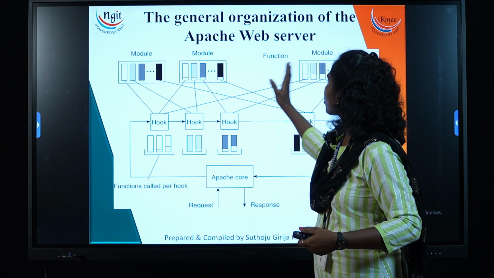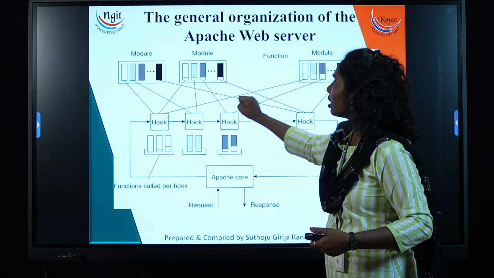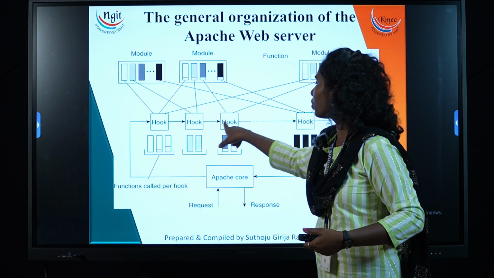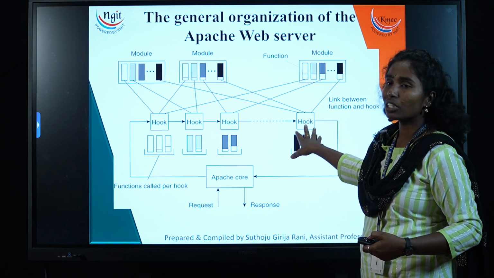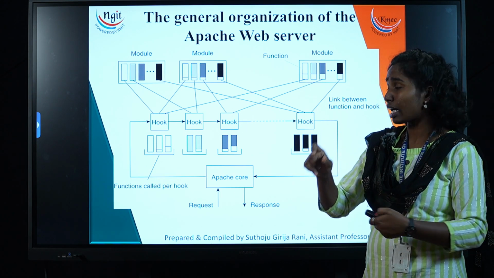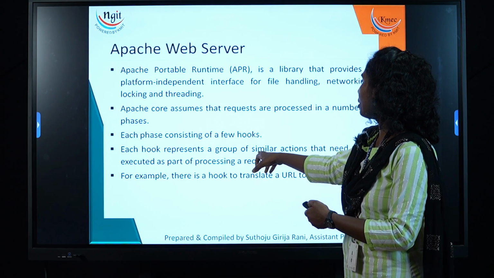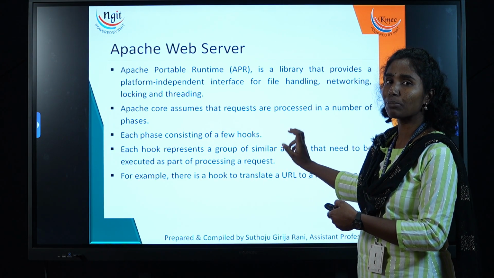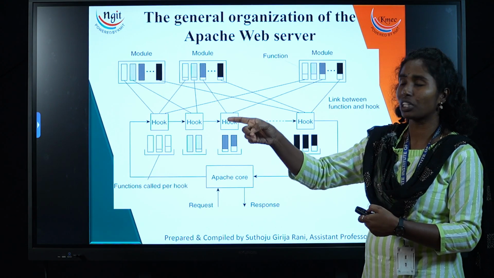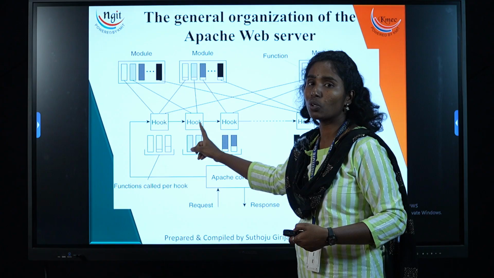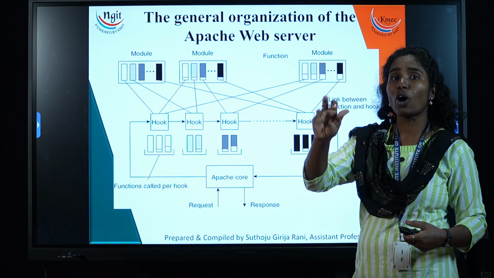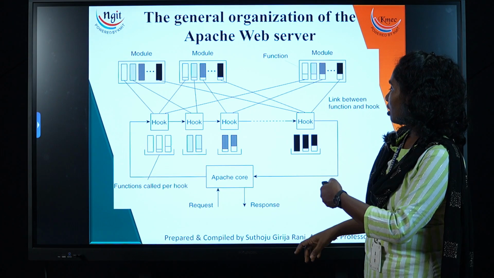See, we have a number of modules here, functions we can say. All the functions are connected with the hook. The job of the hook is that it is a function called to perform a specific task. That task is again the same task, similar actions. A group of similar actions which take place at the time of execution will be called a hook. So these hooks will be called by the functions, right?